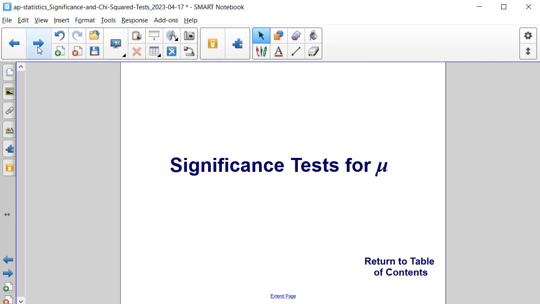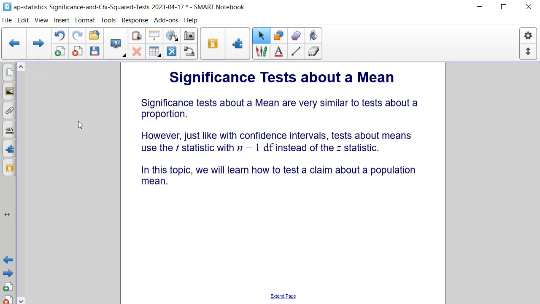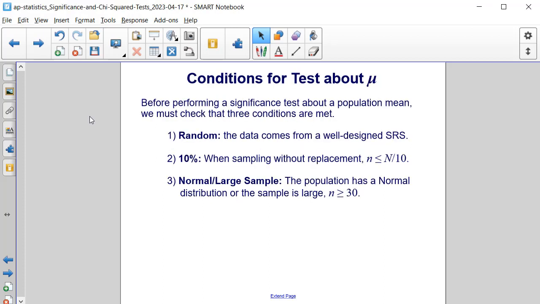Significance tests for mu. Significance tests about a mean are very similar to tests about a proportion. However, just like with confidence intervals, tests about means use the t-statistic with n-1 degrees of freedom instead of the z-statistic. In this topic, we will learn how to test a claim about a population mean.